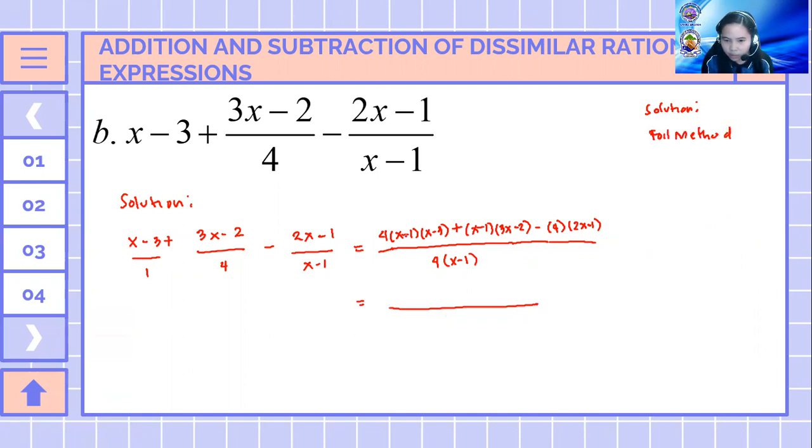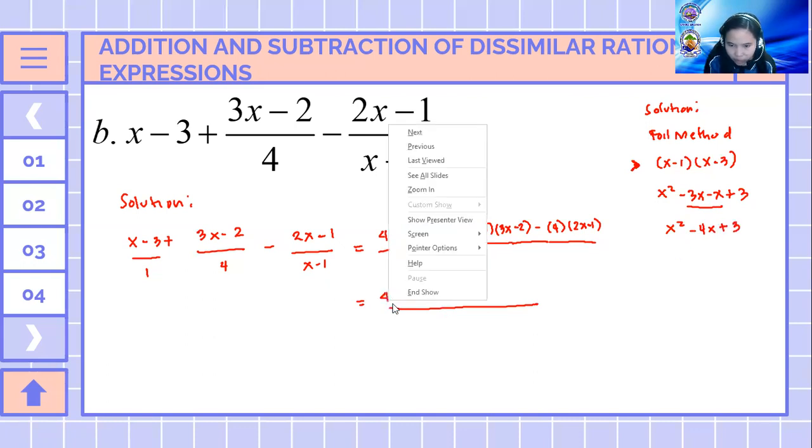This one we have x minus 1 times x minus 3. So if you forgot the FOIL method, F means first. So you will multiply the first term, x times x, that is x squared. And then we have the outer, x times negative 3, that is negative 3x. Inner, negative 1 times x, that is negative x. And then L means last, negative 1 times negative 3 is positive 3. And then we will combine like terms. So we have x squared minus 4x plus 3.